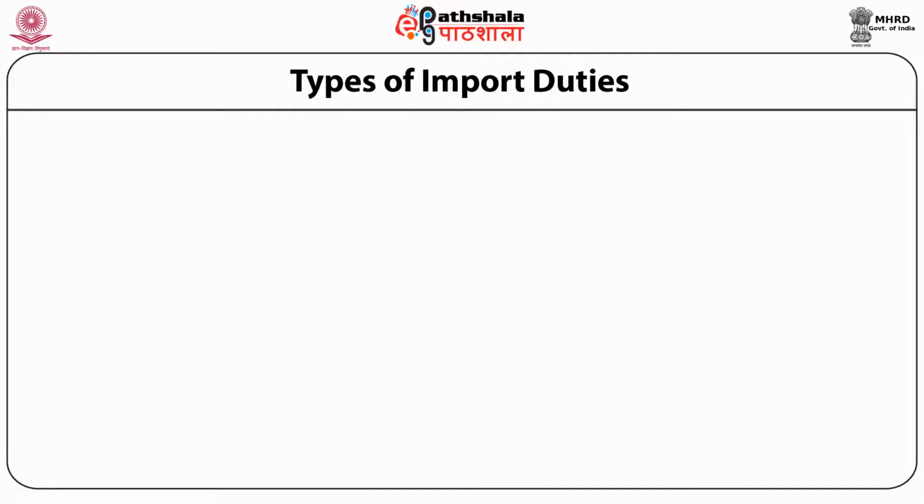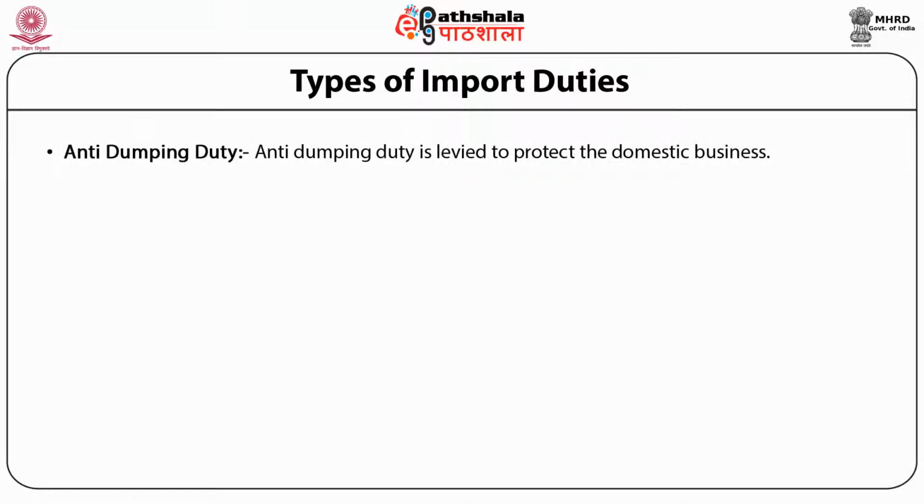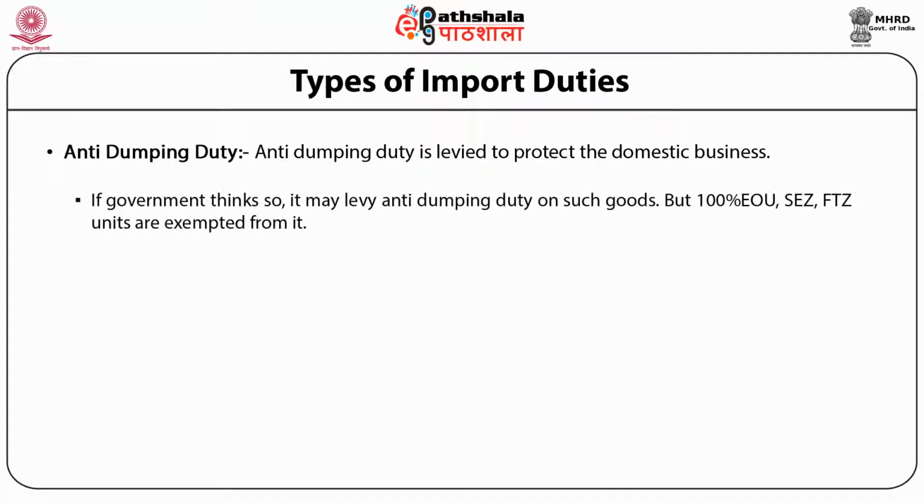Another type of duty is anti-dumping duty. Anti-dumping duty is levied to protect the domestic businesses. It is imposed on the goods which are sold below the market price. If the government thinks so, it may levy anti-dumping duty on such goods.